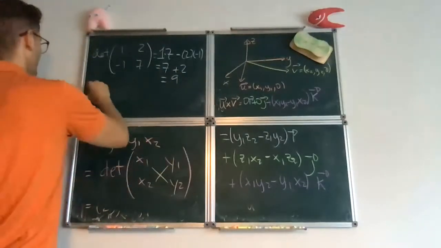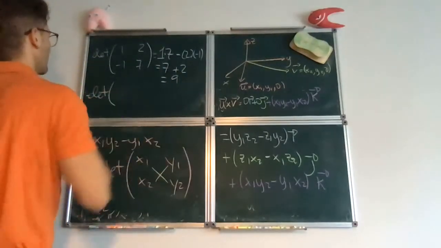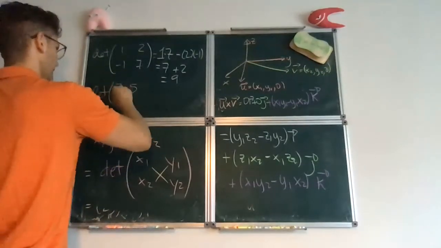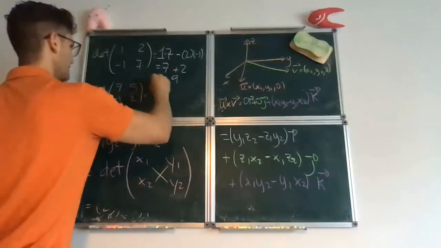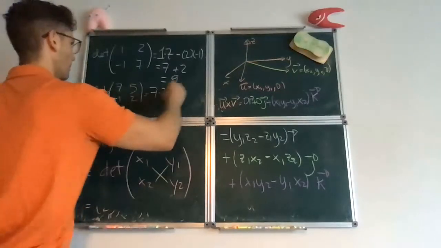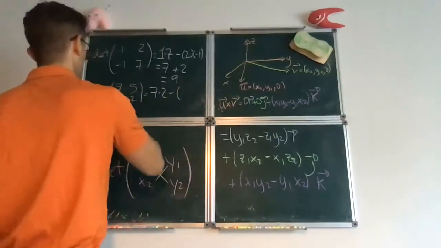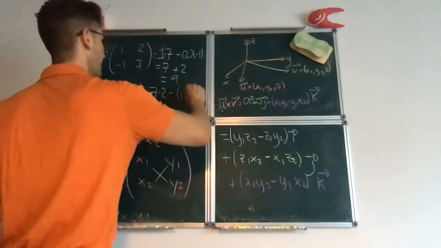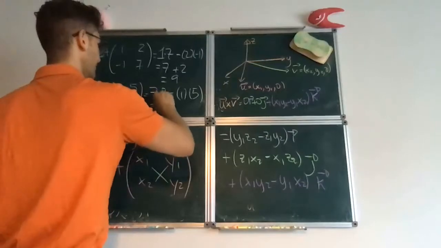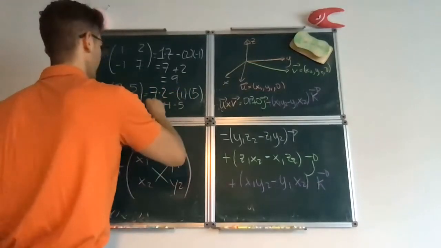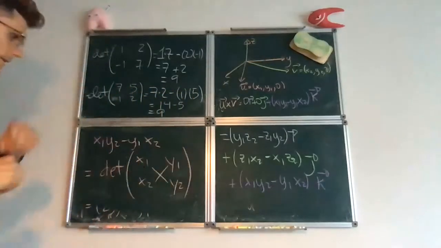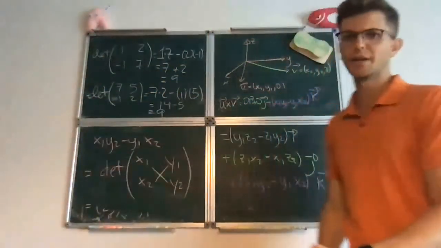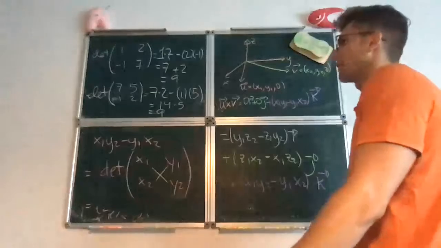Or for example, the determinant of 7, 5, negative 1, 2, that's 7 times 2 minus negative 1 times 5, so that gives you 14 minus 5, which is 9. Okay, so in practice, computing determinants of 2 by 2 matrices is not that difficult.